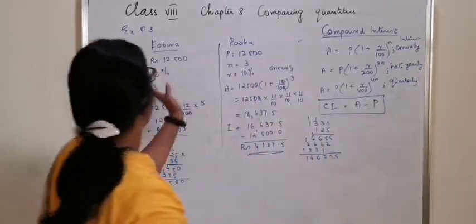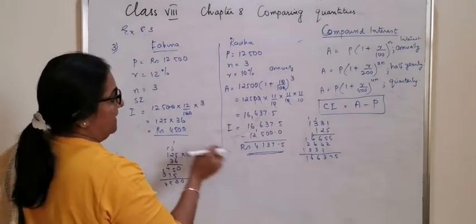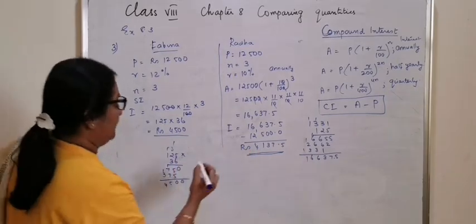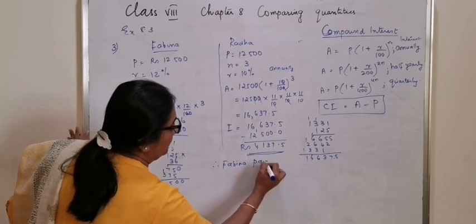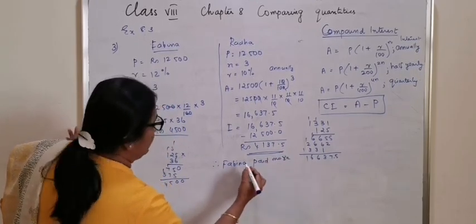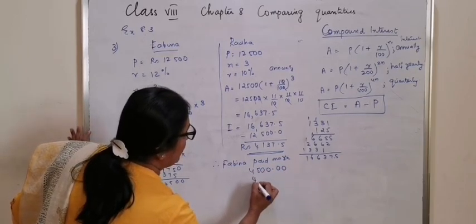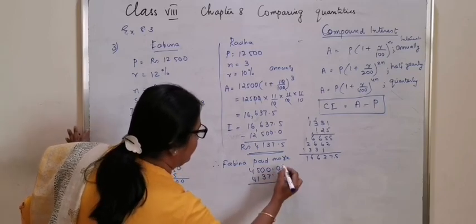So looking into that, you can understand that Fabina has paid rupees 4,500 and Radha has paid rupees 4,137.5. Therefore, Fabina paid more. By how much? You will subtract: 4,500.00 minus 4,137.50.